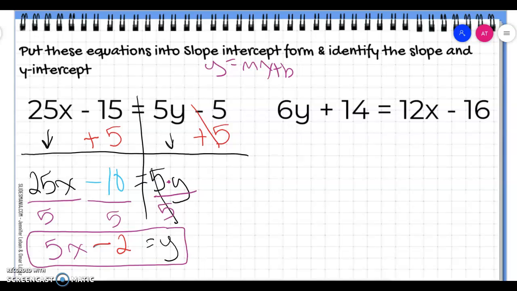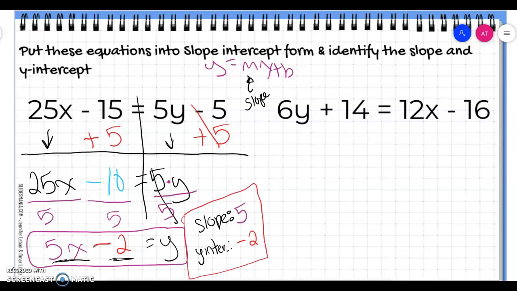So there we go. It is in slope-intercept form. We have our y. We have our mx. And our b. So my slope for this one, which is always attached to the x, is going to be a 5. And my y-intercept is going to be what? Negative 2. Make sure you carry the negative with it. And you will definitely see later once we start graphing why it's important to carry that negative. Let's try the next one.